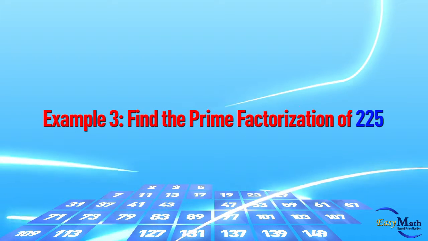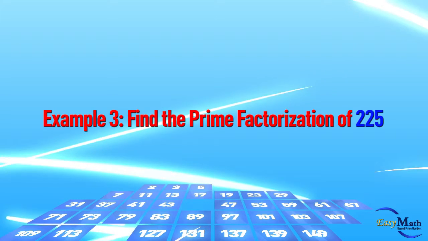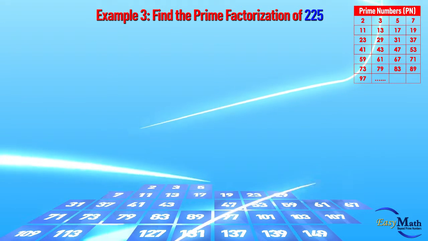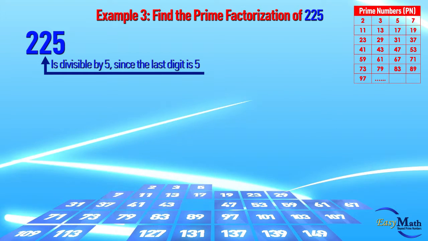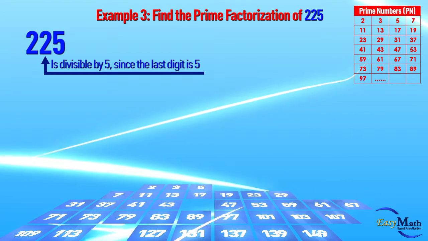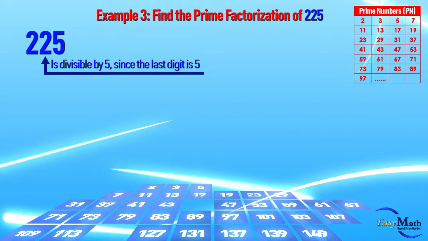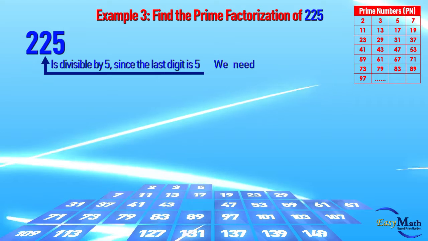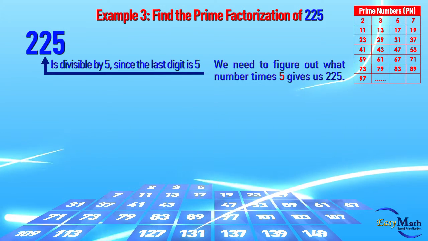Example 3. Find the prime factorization of 225. 225 is divisible by 5 since the last digit is 5. We can use this rule to reduce the problem faster. We need to figure out what number times 5 gives us 225.